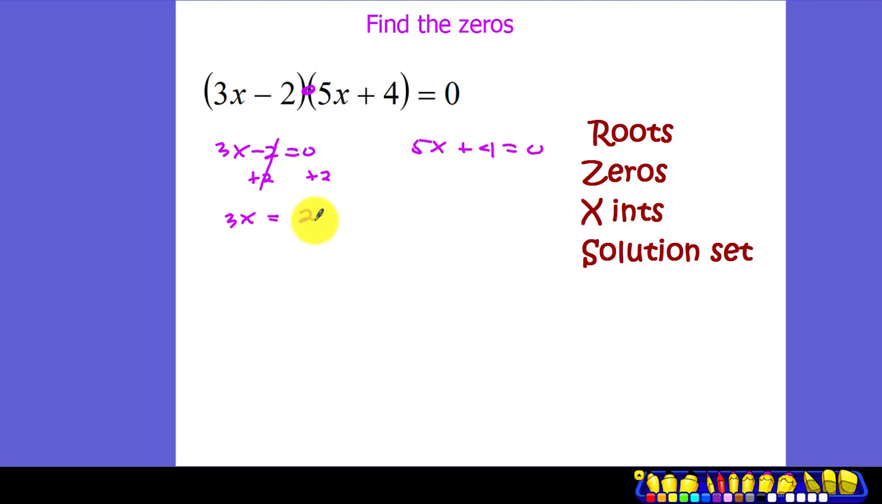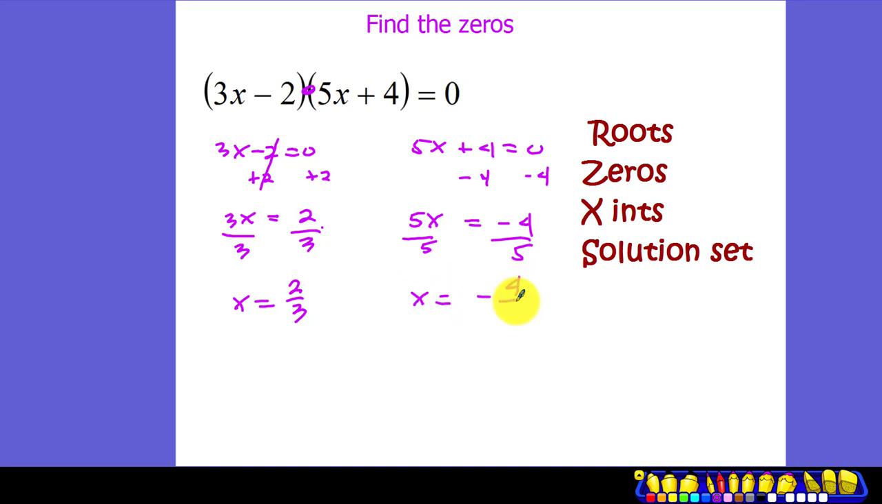Okay, and then this one subtract 4. So what we have here, 5x equals negative 4. Oh, sorry, I'm not yet done. So I need to solve my x. So divide by 3. So x is equal to 2/3. What about here? So we subtracted 4 both sides and then divide by 5. So x is equal to negative 4 over 5. So your solution set will be 2/3 and negative 4 over 5.